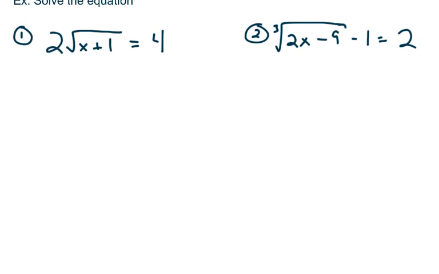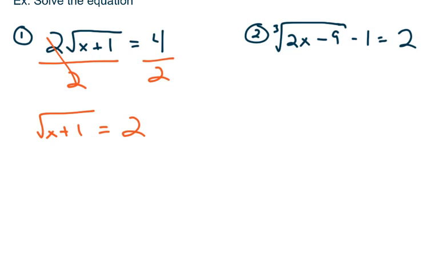So we have something out front, that's 2 times the square root. To undo multiplying, we need to divide. We're going to divide both sides by 2. The 2's cancel out, so I'm left with the square root of x plus 1 is equal to 4 divided by 2, which is 2. So we've got the radical by itself. Now we need to get rid of it. How do we get rid of a square root? Well, we're going to square both sides. Okay, so we'll raise both sides to the power of 2.